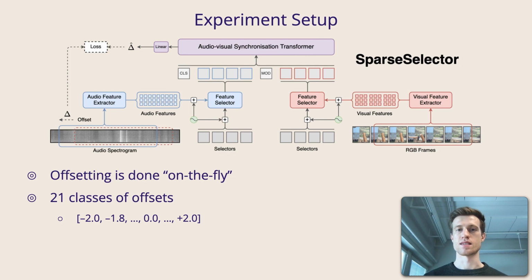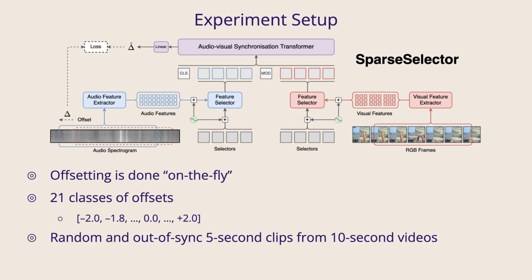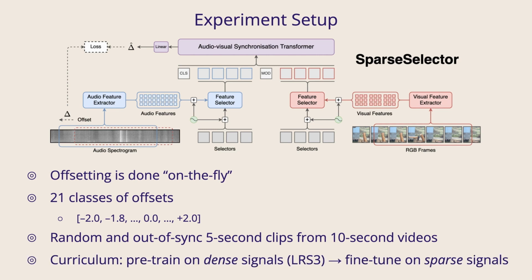Each video in the dataset is 10 seconds long, and we take 5-second audio and RGB streams that are offset by the selected amount. In our experiments, we found that pre-training on dense in-time videos helps during training with videos that have sparse signals. So we pre-train our model on recorded stage talks like TED Talks, and then fine-tune it on the videos with sparse signals from the VGG Sound Sparse dataset that we introduced here.